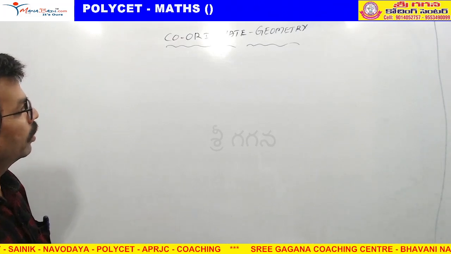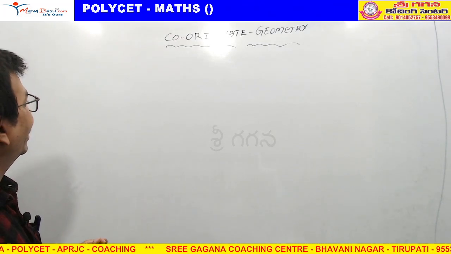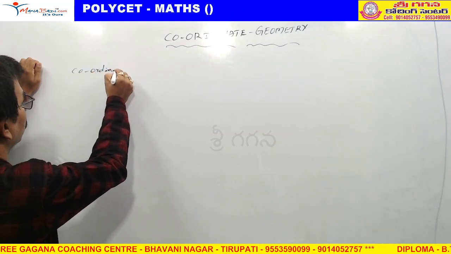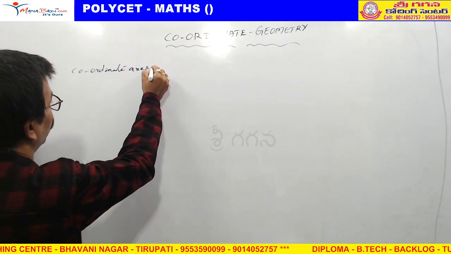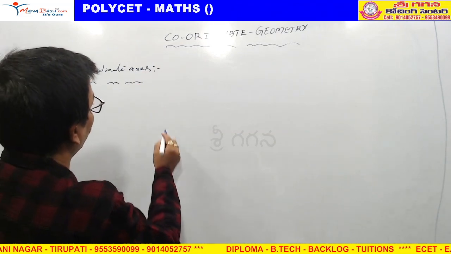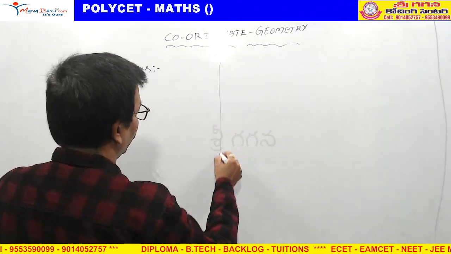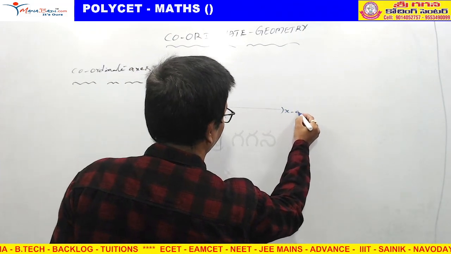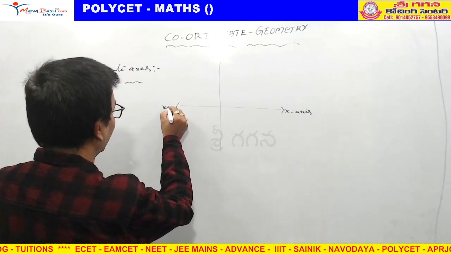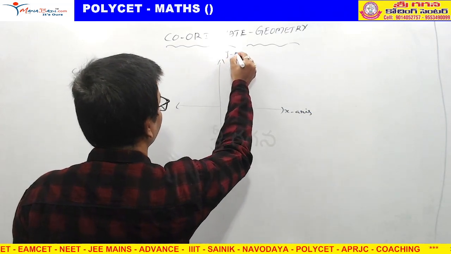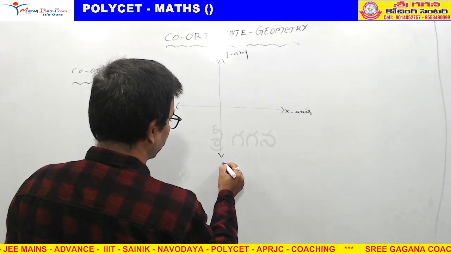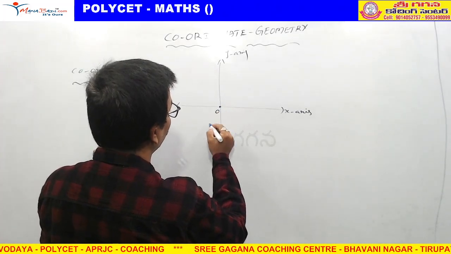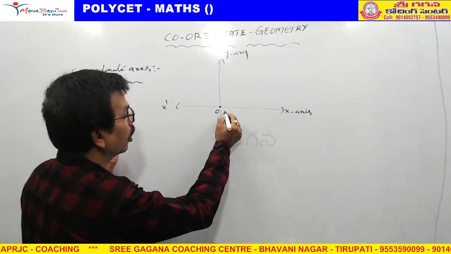So what is coordinate geometry? First of all, you have to check the coordinate axis. What is coordinate axis? Coordinate axis means first you have to check it. So if we take lines, this is the x-axis, this is x dash, and this is the y-axis. This is y dash. This always intersects at the point origin. Origin is always denoted (0, 0).